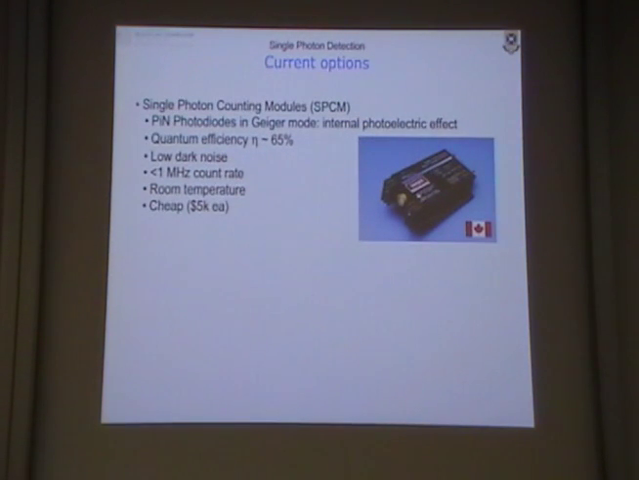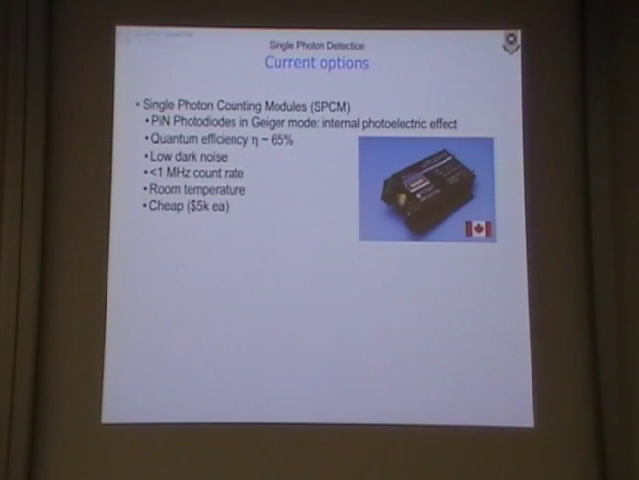We'll use something called a single photon counting module. Now this is just a normal PIN photodiode running Geiger mode. Think of it as an internal photoelectric effect. When a photon comes in, it takes something out of the conduction band and promotes it to the valence band within the semiconductor, and it knocks on a whole lot of things. They have several advantages. They're cheap as chips as far as experimental things go. They're about $5,000 each. That's cheap compared to what I'm about to show you.